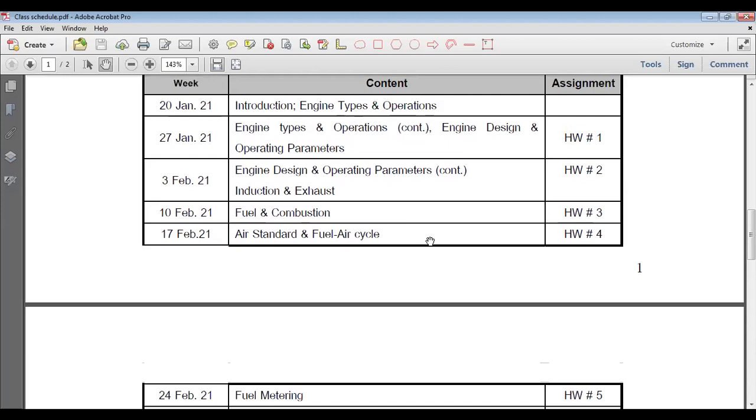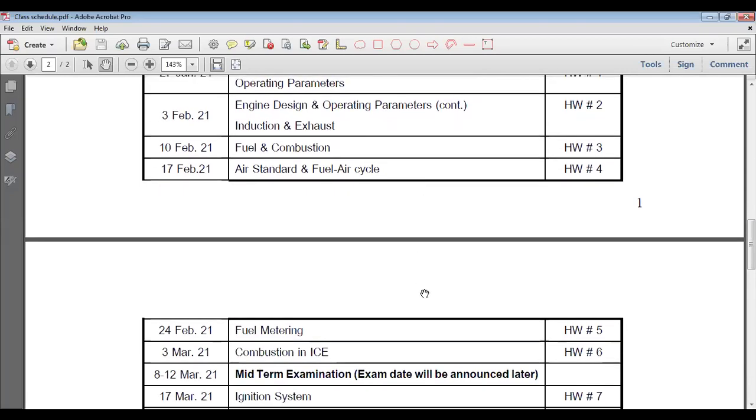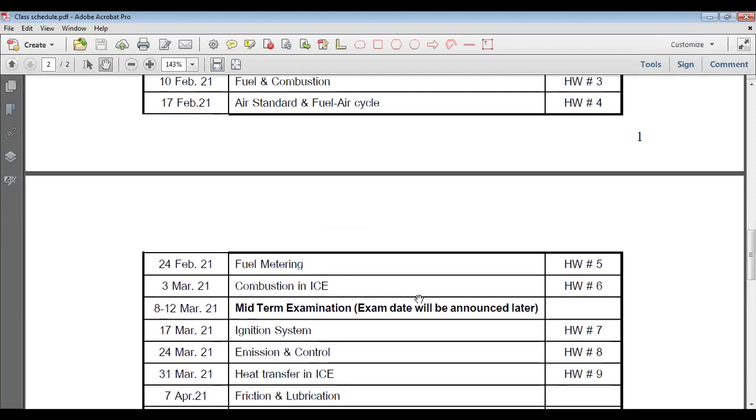And then we will talk about fuel combustion in the 4th week, and air standard and fuel cycles. These 2 lectures I think all of you are already familiar with, because some portion of these 2 lectures is already in thermodynamics. And then we will have fuel metering, because the fuel has to be metered before it is sent into the cylinders, and then the combustion happens. That's why we follow up with combustion after the fuel gets into the engines.